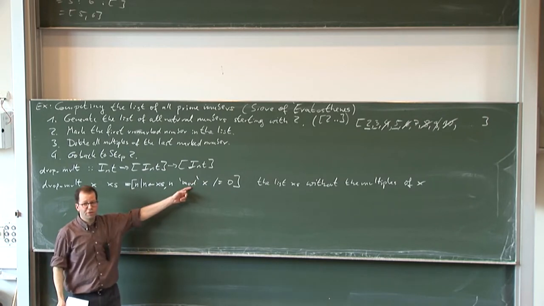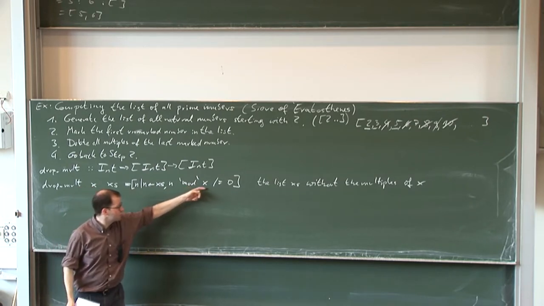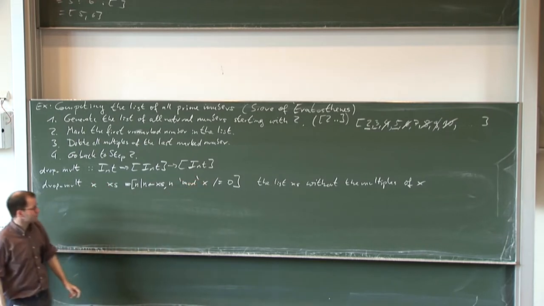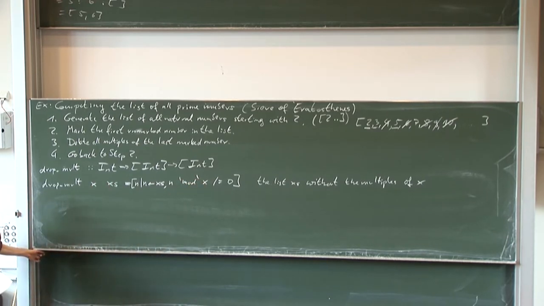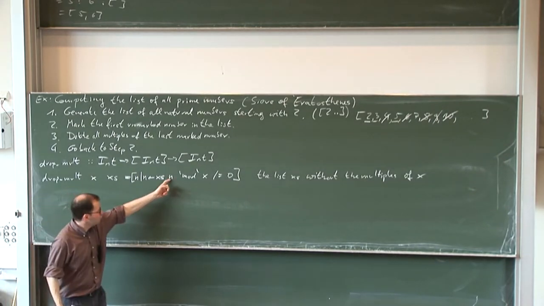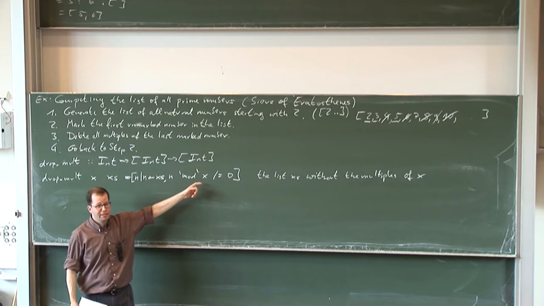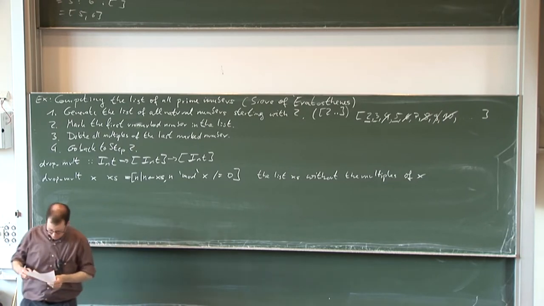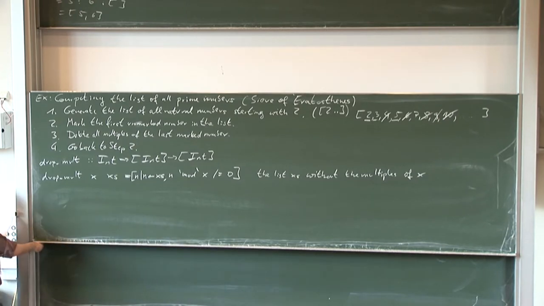So mod is predefined. It's a prefix function. If you want to write it as infix, you have to enclose it in these back quotes. Now this is exactly what you said. If n would be divided by x, then n mod x would be 0. And if n mod x is not 0, well, then n is not a multiple of x. Okay, so this we can write like that.